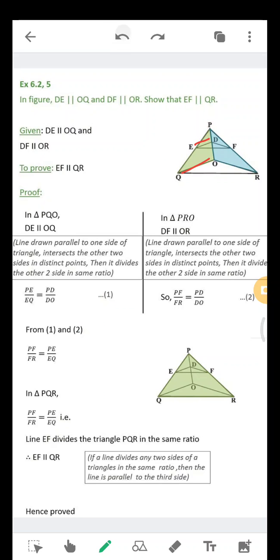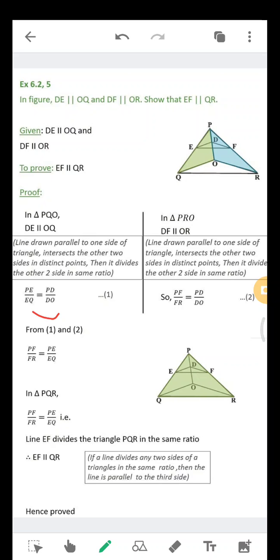Now let's apply BPT for the blue color triangle. Here DF is parallel to OR, so I can say PF by FR is equal to PD by DO. You can see the second condition, that is PF by FR is equal to PD by DO. So by using BPT, we got two conditions, two cases, and in these two cases you can see they are equal to the same thing.